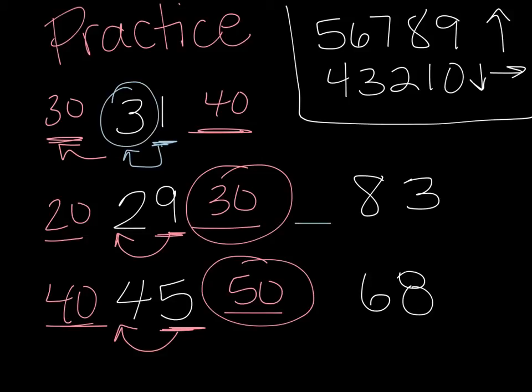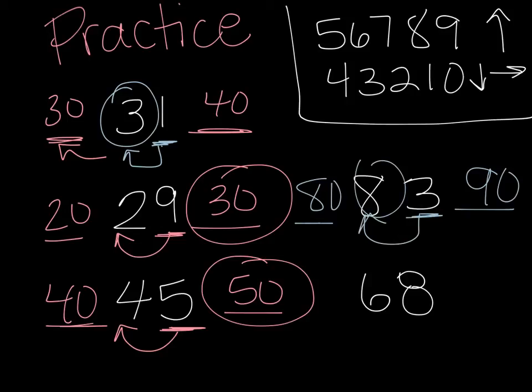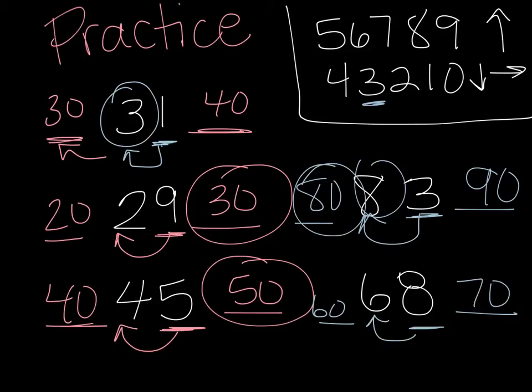83 is between 80 and 90, so if I underline and circle, the 3 in my rule tells me that it's going to stay the same, so it's going to stay at 80. 68 is between 60 and 70. That 8 tells me that this number is going to go up, which means that the answer is 70. If you need some more practice, have mom or dad write you some more numbers and practice rounding them. Our next step is to move on to rounding numbers to the nearest 100.